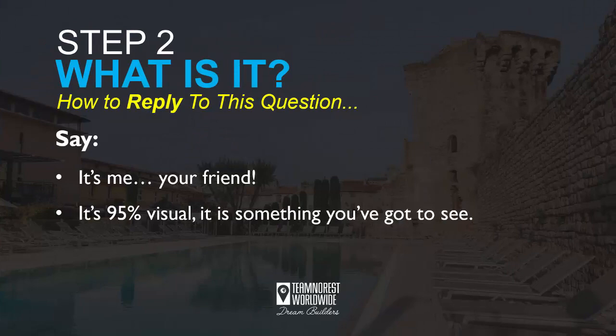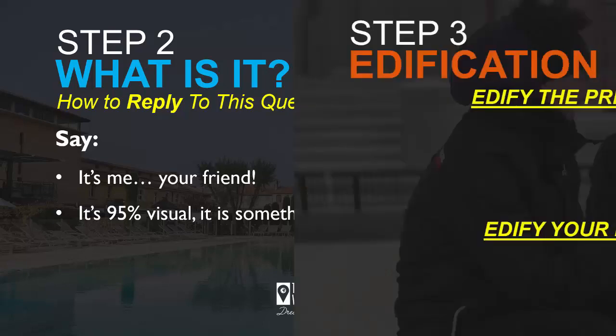So, if they say, what is it? Some people will ask you what it is. An easy reply is, it's me, your friend, or my favorite, it's 95% visual. It is something you've got to see. That's pretty much it. If they insist on you telling them what it is before you meet, it's probably not for them. Don't fall into the trap of explaining, because they will not come. It's a surprise. Don't spoil the surprise, my friend. It's like, don't give them the whole movie, you show them the trailer. It's 95% visual, and they're gonna see it.